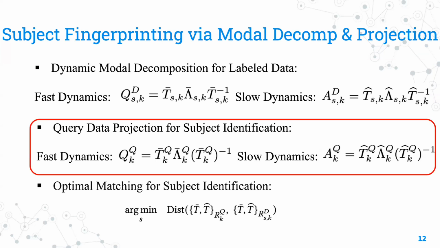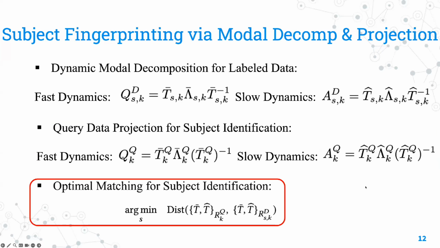Next, we apply the same process to the query data. For query data with unknown identity, we extract its fast dynamics, denoted as Q_Q, and its slow dynamics as A_Q. By treating the query data in the same way as the labeled data, we obtain a comparable dynamics representation.